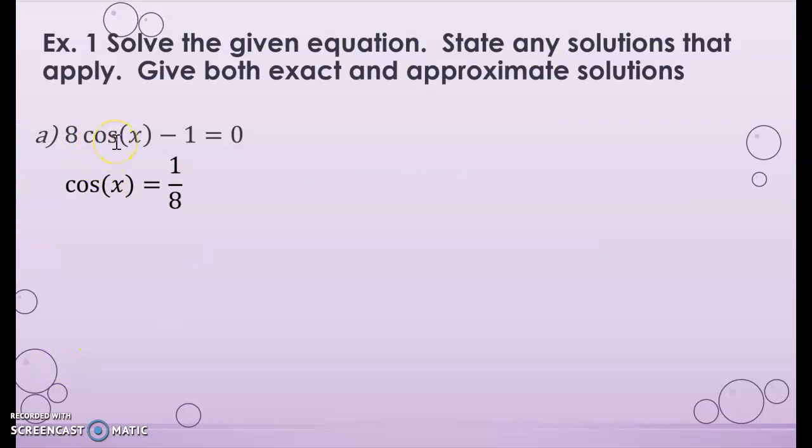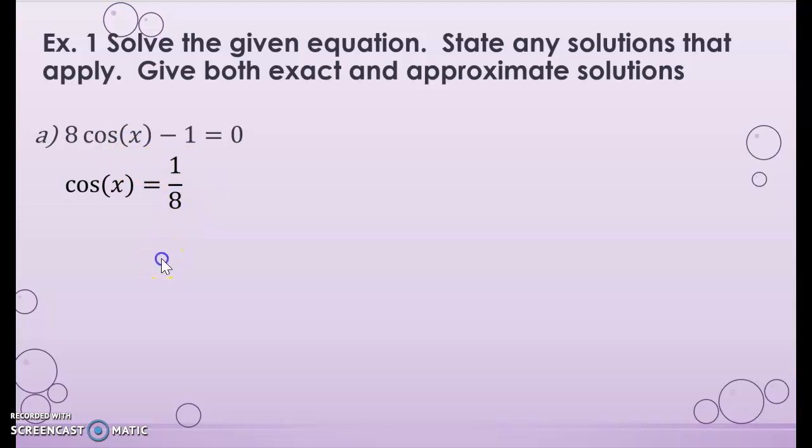Anytime you're solving, it's kind of like the same idea as solving for exponential and log. You really want to try to isolate the cosine x or sine x or tangent x or cosecant, secant, cotangent by itself, the way it is. So we're going to go ahead and isolate cosine of x by doing a little algebra here. So cosine of x equals 1 over 8.